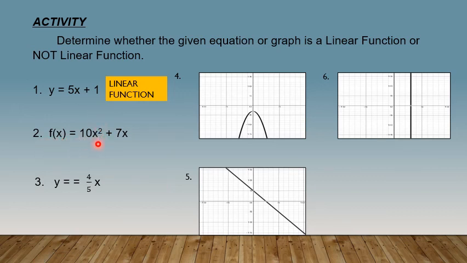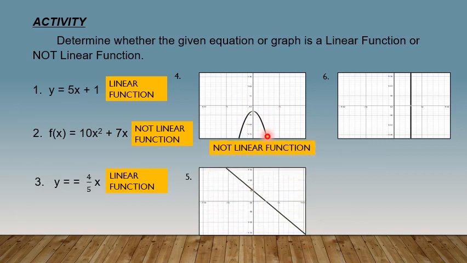How about number 2? We have the x squared, and the degree is 2. So therefore, that's not a linear function. We have here the m, but there's no value for b or the y-intercept. Therefore, the y-intercept here is 0, so it's automatically a linear function. And this graph is for a quadratic equation. So this is not a linear function.